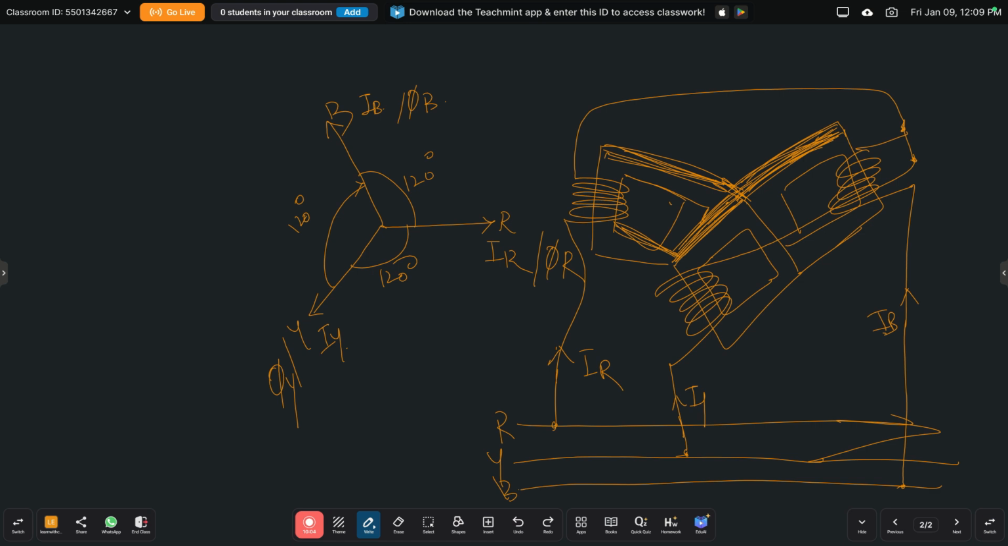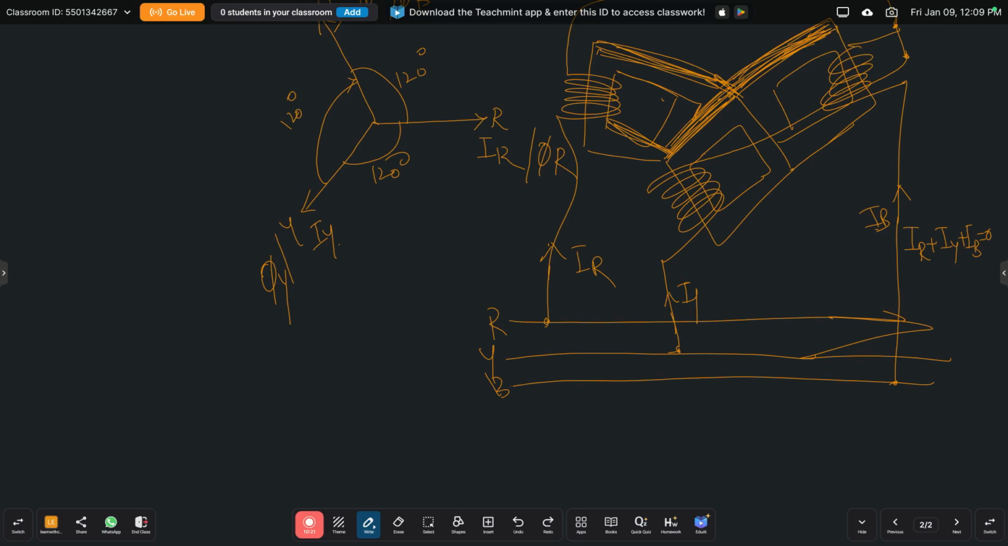In the central limb, we represent the sum of the currents: IR plus IY plus IB is equal to 0. In the three phase system, the sum of all three fluxes also becomes 0, resulting in the center leg carrying no flux. That is the reason removing the center leg makes no difference for other transformer conditions, so IR plus IY plus IB is equal to 0. This is the working of a transformer.